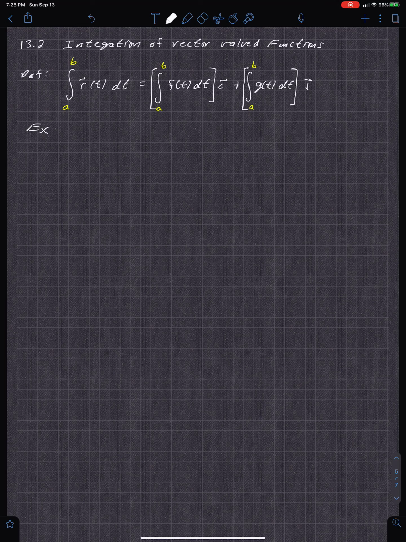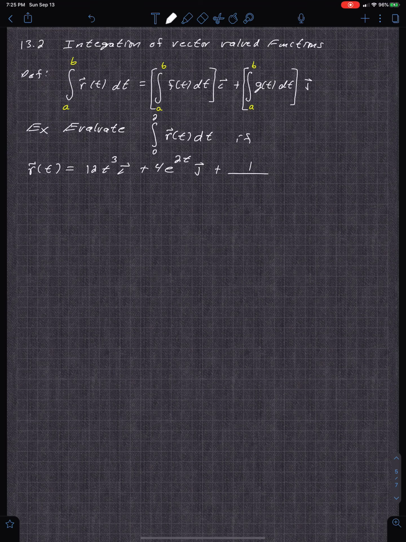Example 1, let's evaluate the integral from 0 to 2 of r of t dt if r of t is equal to 12t cubed i plus 4e to the 2t j plus 1 over t plus 1 k. So this is really an exercise in integration.